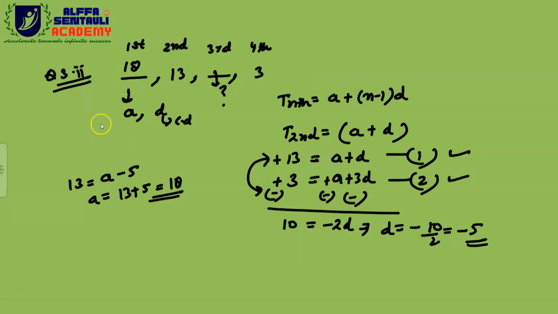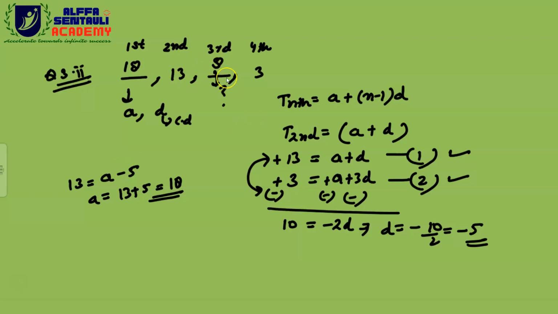Right? 18. Then common difference is minus 5. So 18 minus 5 is 13. Then 13 minus 5 should be 8. 8 plus 5 is 13. Count, you can count on your fingertips also. So 8 plus 5 is 13. So this should be 8.